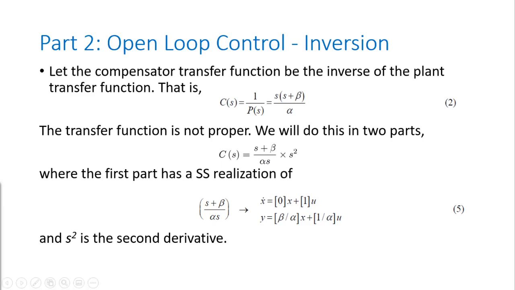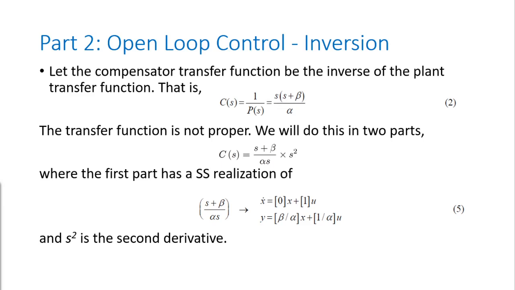So when we actually implement this, it's 1 over P. It's not a proper transfer function. What that means is the order of the numerator is s squared, and the order of the denominator is the 0th power, right? So this is not proper.